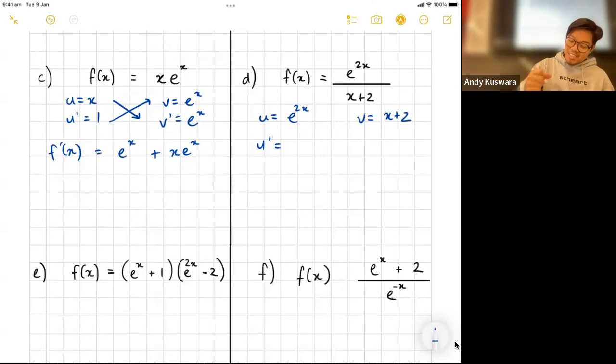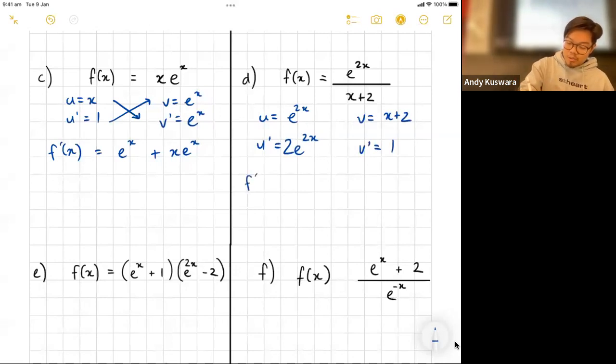So my u dash here, your differentiation of 2x is 2. So that comes out the front. That becomes 2e to the 2x because the rest of your function stays the same. And your v dash is a little bit nicer and simpler here. X plus 2, it's just going to be 1, right? Because you're just deriving the x.